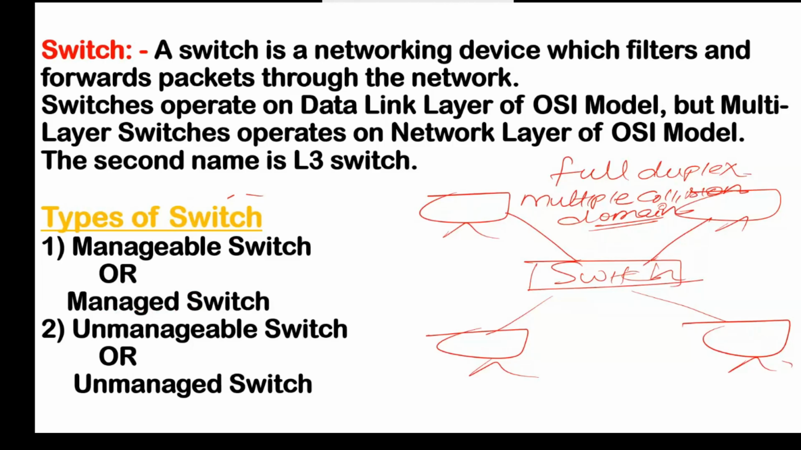So it has multiple collision domains. That means it works on full duplex. Full duplex means both of the devices can send the data or receive the data at the same time, because for every device or every port, it has different collision domains. The path is not the same this time. So for different paths, we can send the data at the same time.